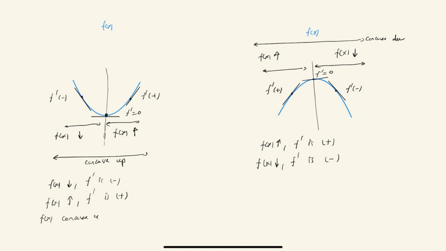Here, if f of x is concave up, then as we go from left to right, we can notice that the first derivative is increasing. First it's negative, and then it's 0, and then it's positive.